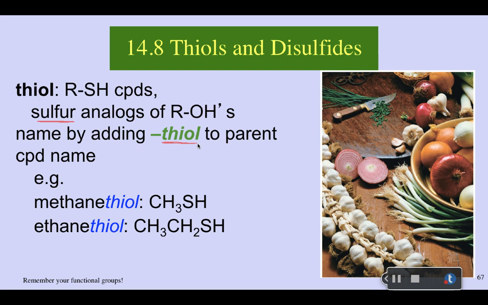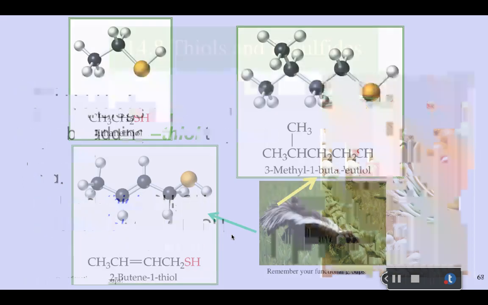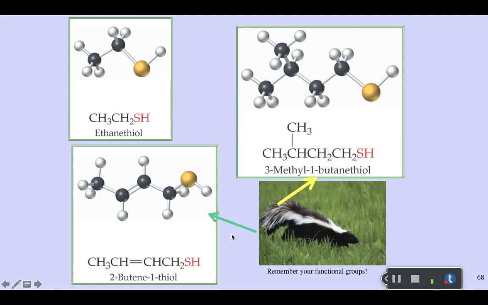Thiol, the T-H-I-O, refers to sulfur in this case. And you add that to a parent compound name. So a couple simple examples here. Methane thiol is kind of what it sounds like. 1 carbon with an SH group, or ethane thiol is 2 carbons with an SH group. We will not spend a lot of time naming these, but you might as well take a look at a couple and notice that they don't seem too tricky.